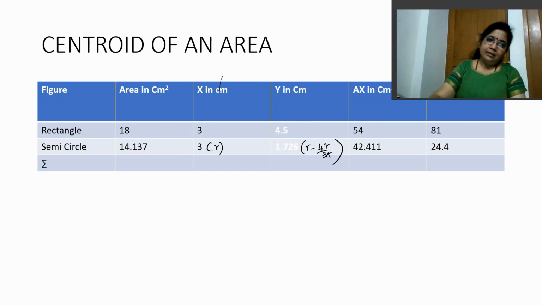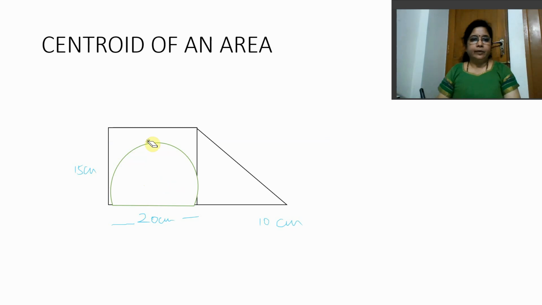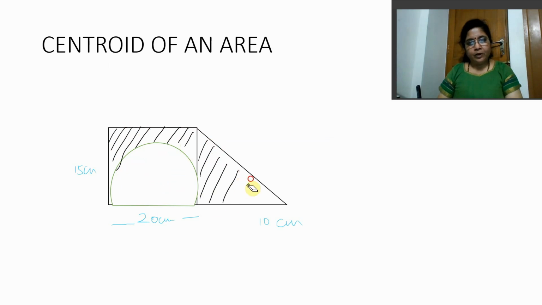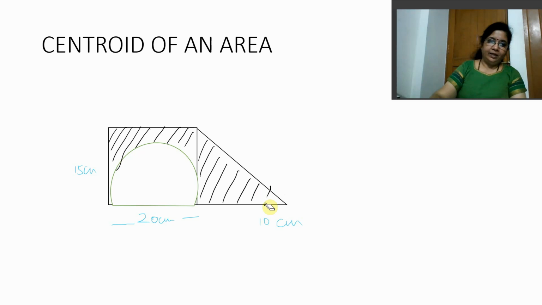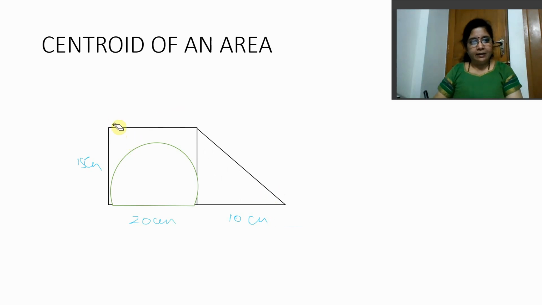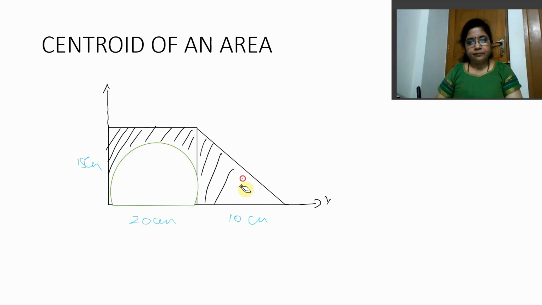Now, let me discuss one more case. Centroid of this is going to be tricky. Now, centroid of an area for this, you are to find the centroid of this shaded area. Okay? Let me again. This is my y-axis. This is my x-axis. I need to find the centroid of the shaded area. This is actually quite simple. You know how you do?